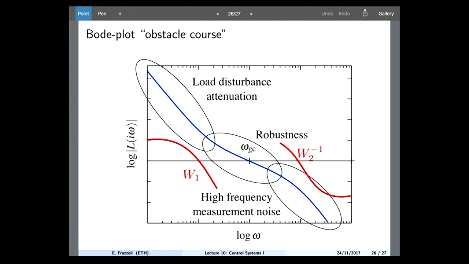And then the last thing is that typically what you want to do is, when you cross this line, you want to do it kind of shallow. You don't want to cross it too quickly. Why is that? Let's see.